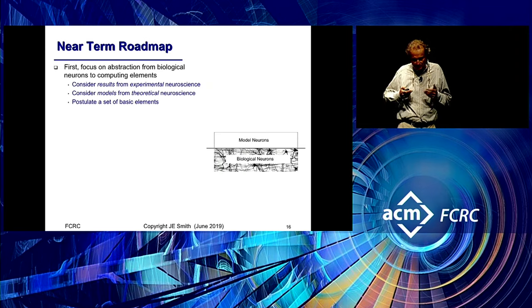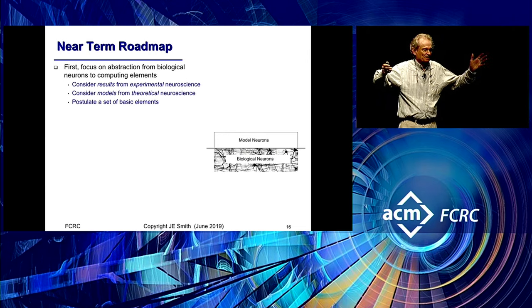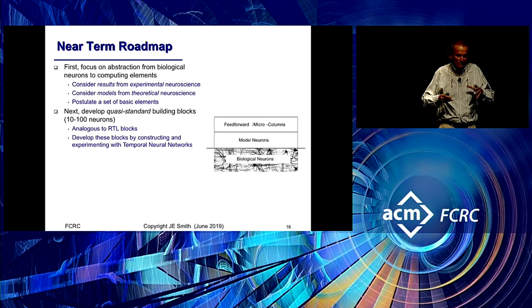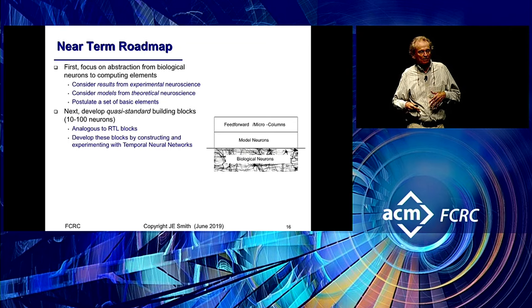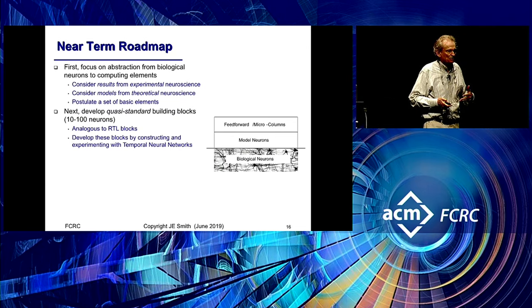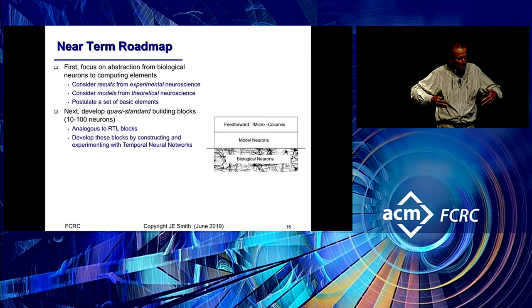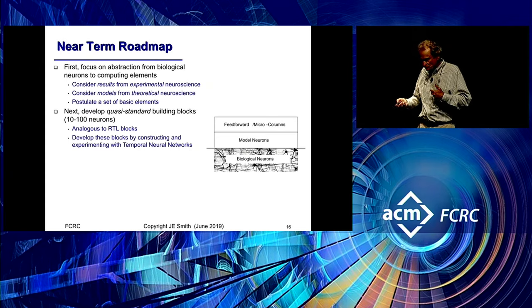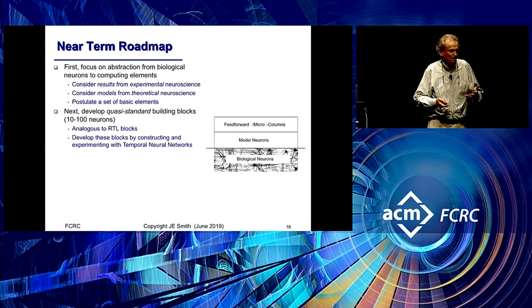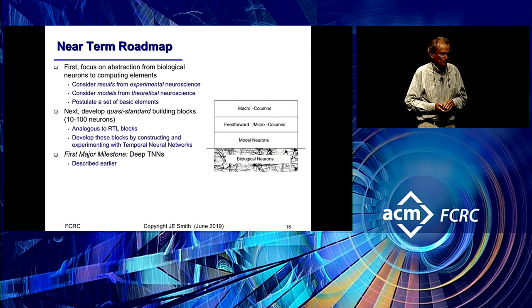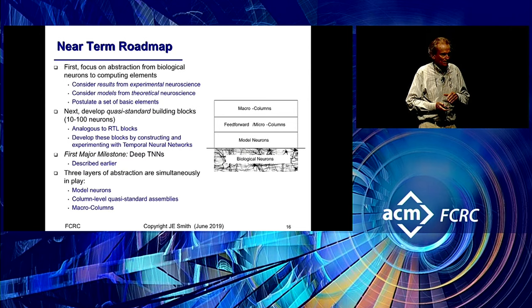So then, assimilating all that information that's out there, postulate a set of basic elements, and then use those to develop these quasi-standard building blocks, kind of the RTL that I've been calling it, because it's highly analogous to RTL. And then use these to construct an experiment with the major milestone TNN that we're trying to do, that unsupervised, continual, highly energy efficient thing that we would really like to have. That's the first major milestone, deep TNNs.